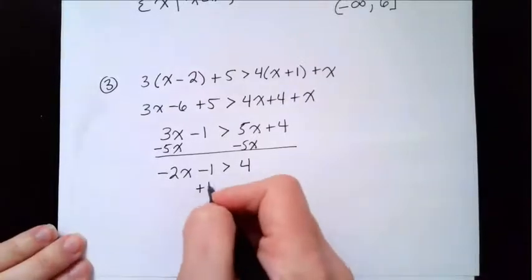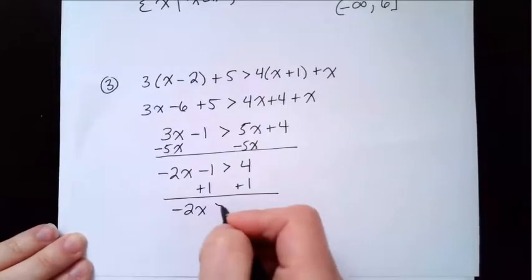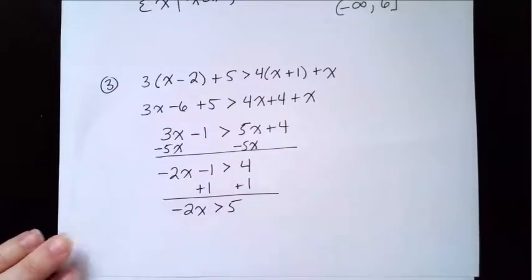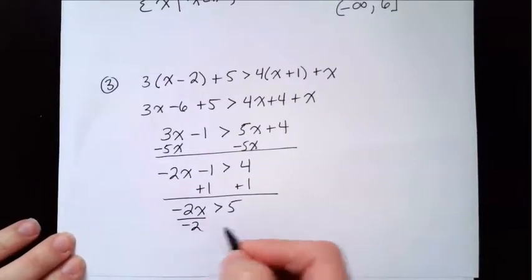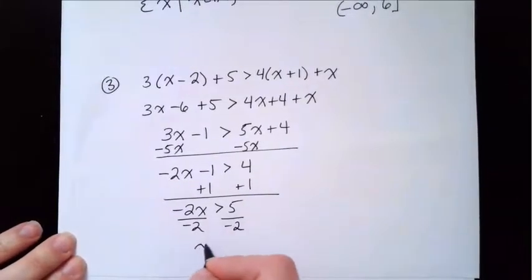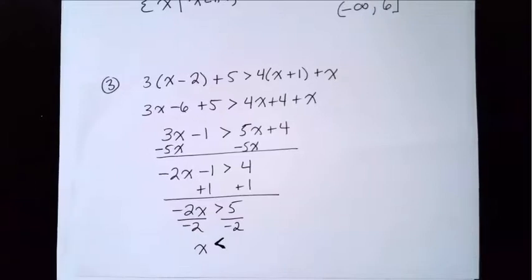We'll go ahead and add 1 to both sides. Negative 2x is greater than 5. So I'm dividing by negative 2. So I have to remember that rule, which is to change the direction of my inequality symbol. And I almost didn't do it there. So it was greater than, now it is less than.